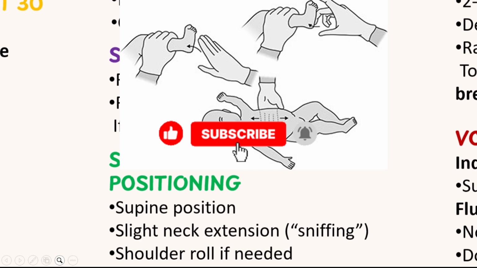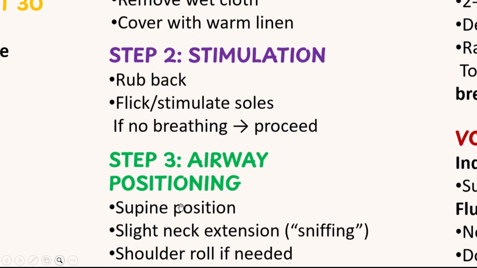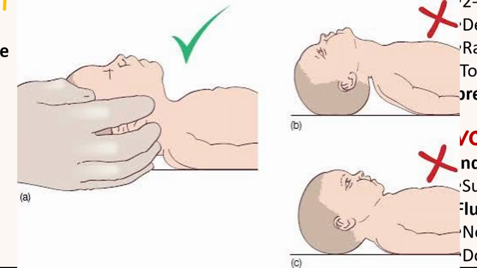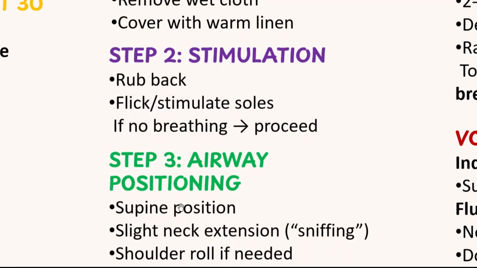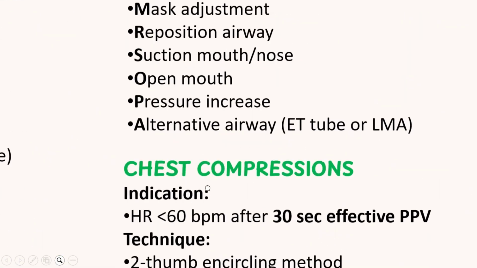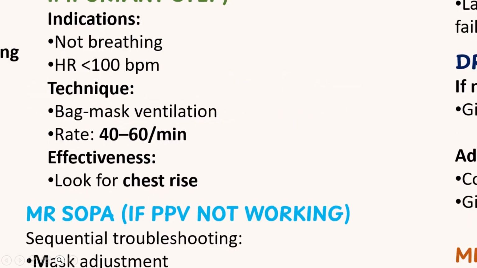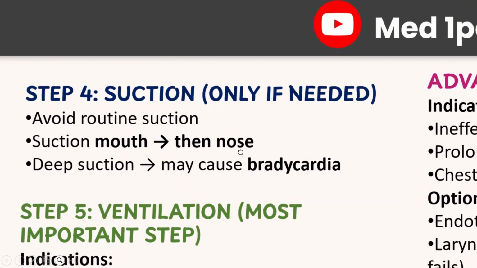So how do we position the airway? We put them in a supine position with a slight neck extension and a shoulder roll if needed. Sometimes we fold a blanket or a small towel and put it under the shoulders. This is going to help lift the head a little bit higher and enable that slight extension of the neck. Remember, neonates have a bigger head than the body. So when they're lying on a flat surface, the head is going to be pushing forward and most of the time obstructing the airway. So this kind of positioning, the sniffing position, is going to help to open up that airway.